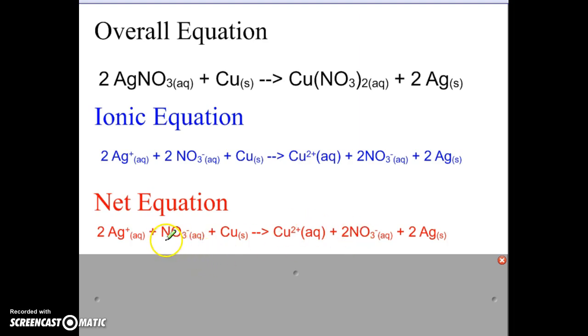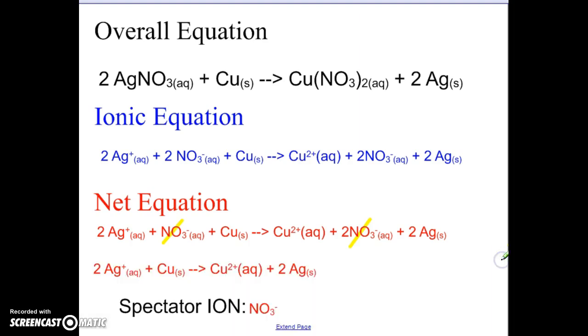Nitrate looks like it's common to both sides. I forgot to bring down my 2 again, but I think you get the idea. So we can cancel out the nitrate. Is there anything else we can cancel out? Well, we see copper on the reactant side, but that copper is neutral and this copper is an ion. Can we cancel that out? And the answer is no. What we're left with, the net equation, is 2 silver ions plus 1 copper metal yields 1 copper 2 plus and 2 silvers. The spectator ion in this case is nitrate.